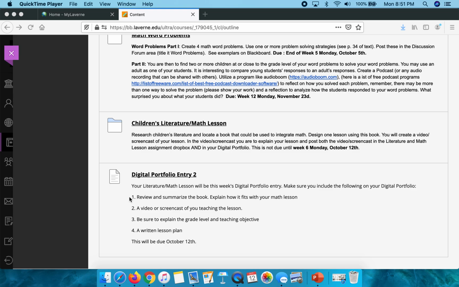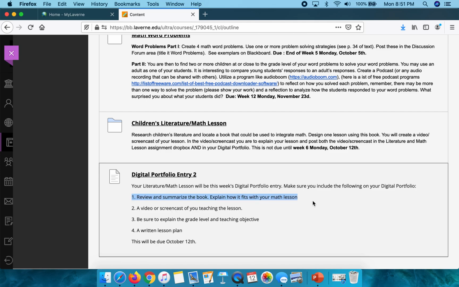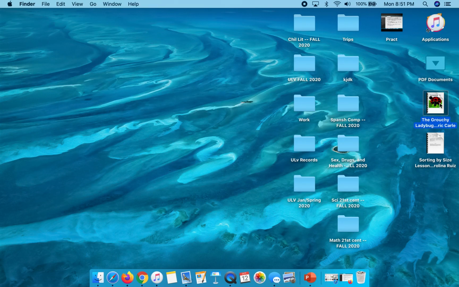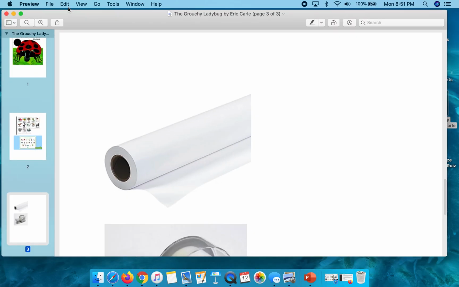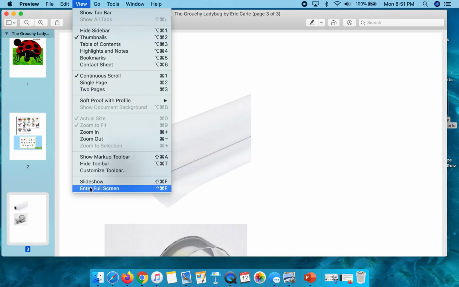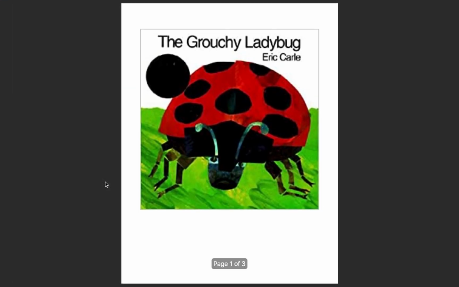So let's begin. I have here number 1, review and summarize the book. Explain how it fits with your math lesson. Okay, so I'm going to pull up the document. So here is the title and cover of my book. I decided to go with a children's book called The Grouchy Ladybug by Eric Carle.